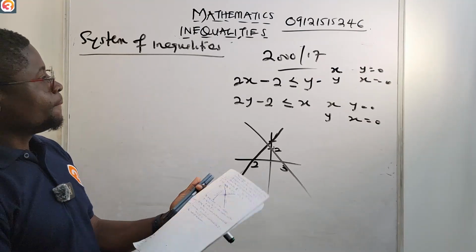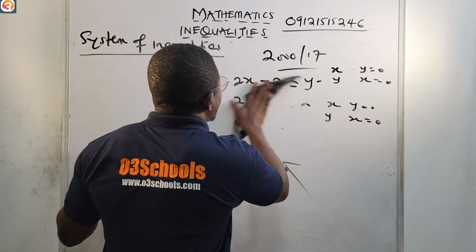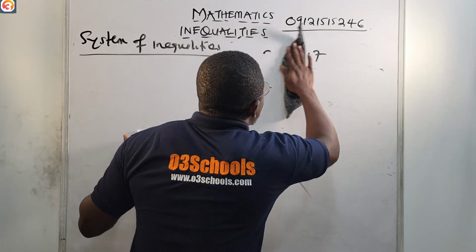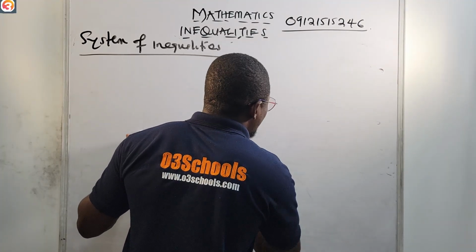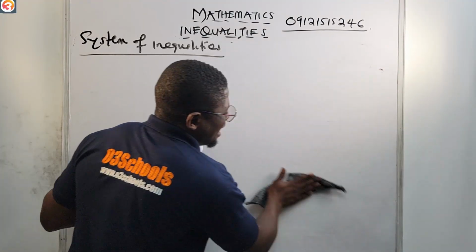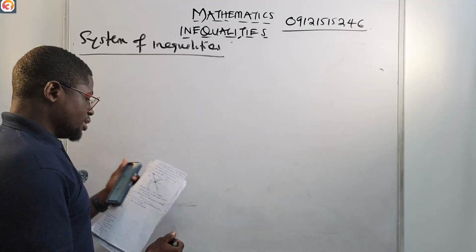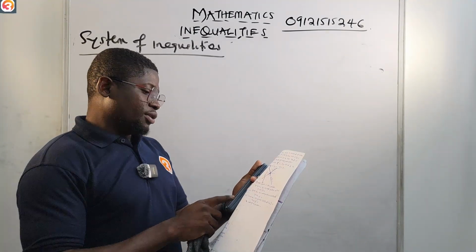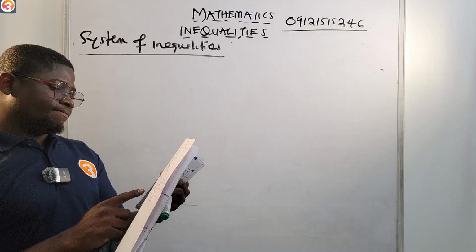Very simple. So now let us go to system of linear inequalities. We say that the solution to a system of linear inequalities is the point of intersection of all the equations involved. Let us see a question from the O3 School JAMB app to buttress this.